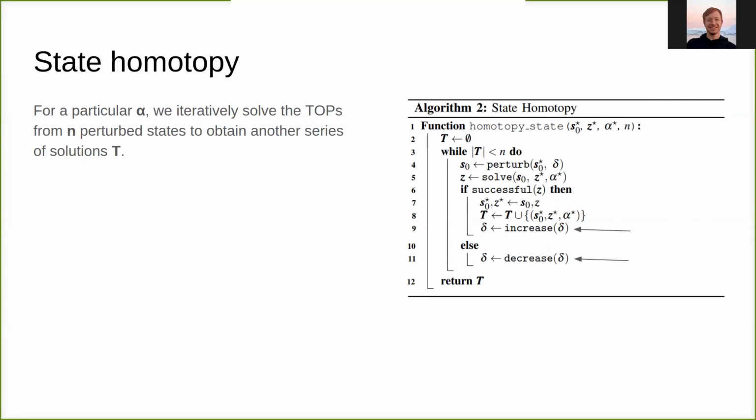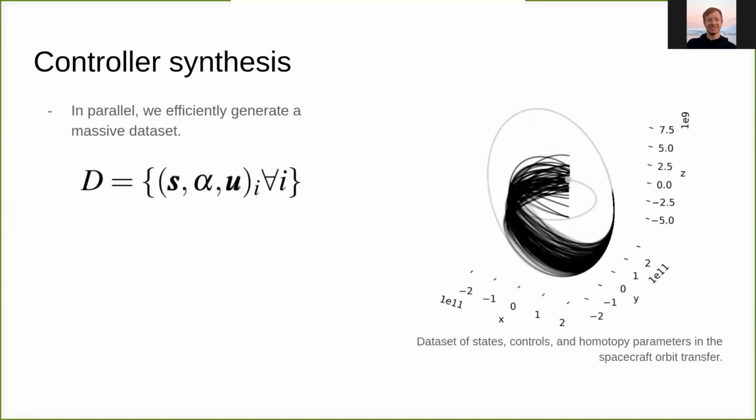If the optimizer is successful, we increase the perturbation size slightly. These conditions ensure a sense of adaptivity to the solution's sensitivity in certain regions of the state space. Similarly to the homotopy parameter, solutions are similar between close-by initial states, so convergence is quick. In practice, we apply several instances of the state homotopy algorithm in parallel upon a nominal optimal trajectory.